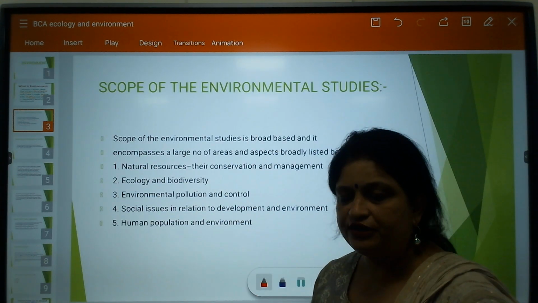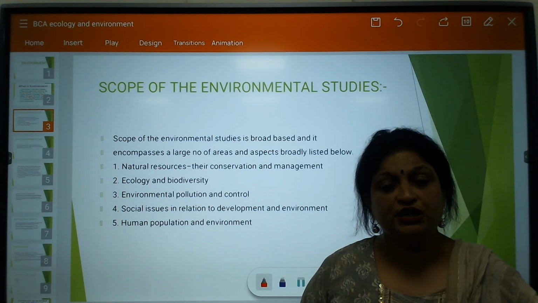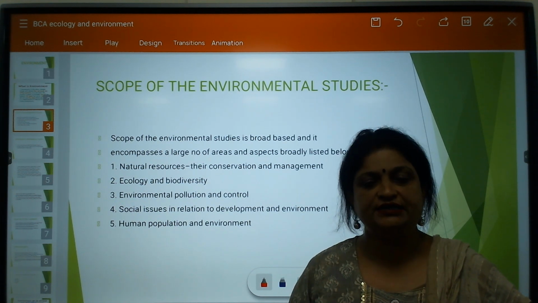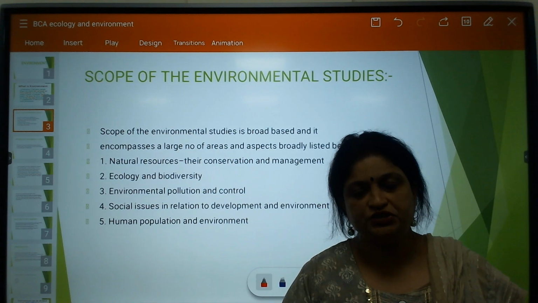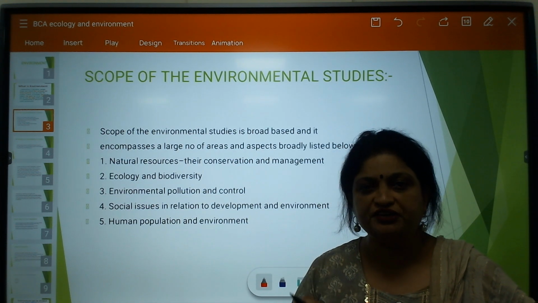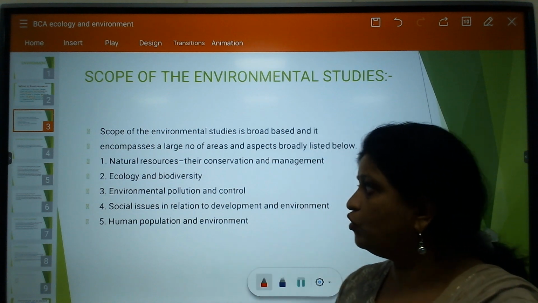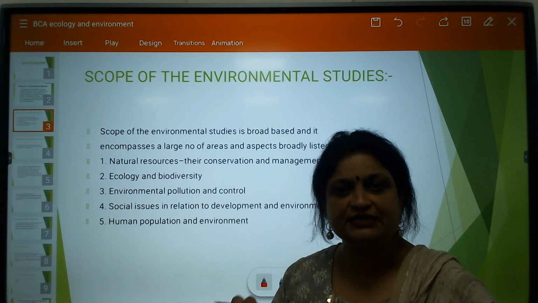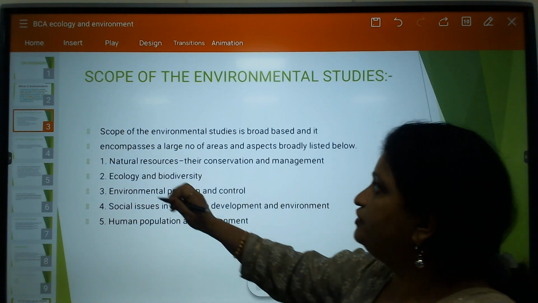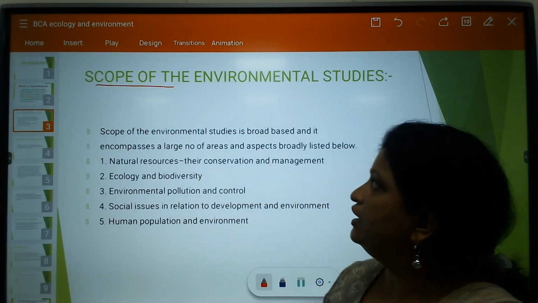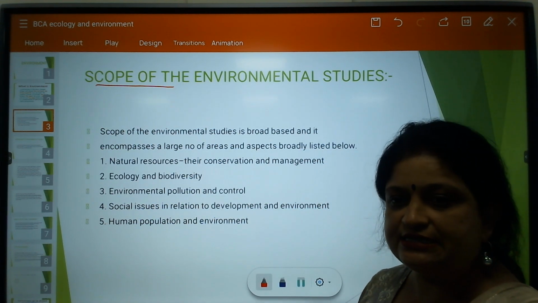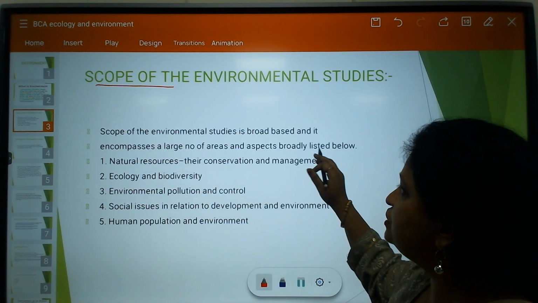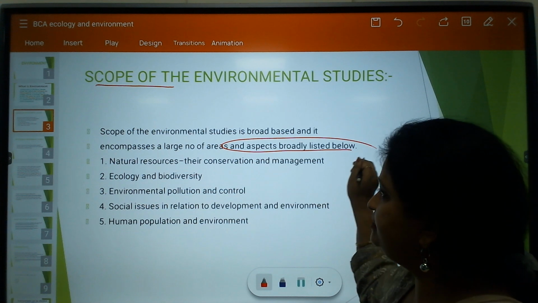First of all, when we learn about the environment, we have to know the scope of environment, the need to study the environment, its importance and the need for general public awareness. These are all important for basic environmental knowledge. First, we come to the scope of the environmental sciences. The scope of environmental sciences encompasses a large area, broadly listed below.